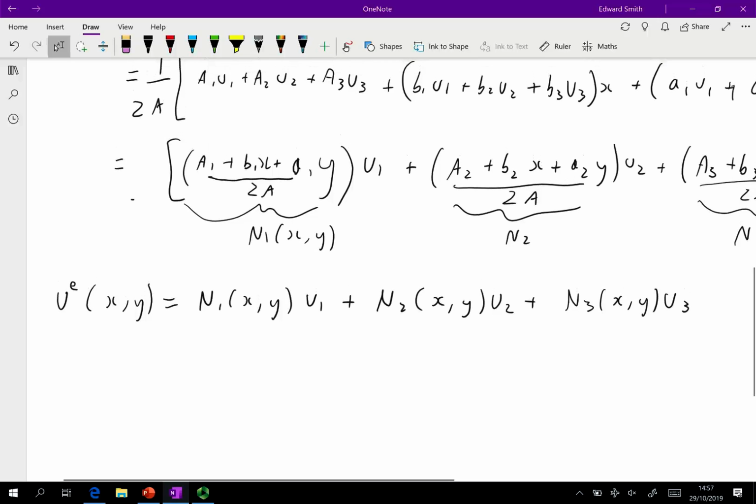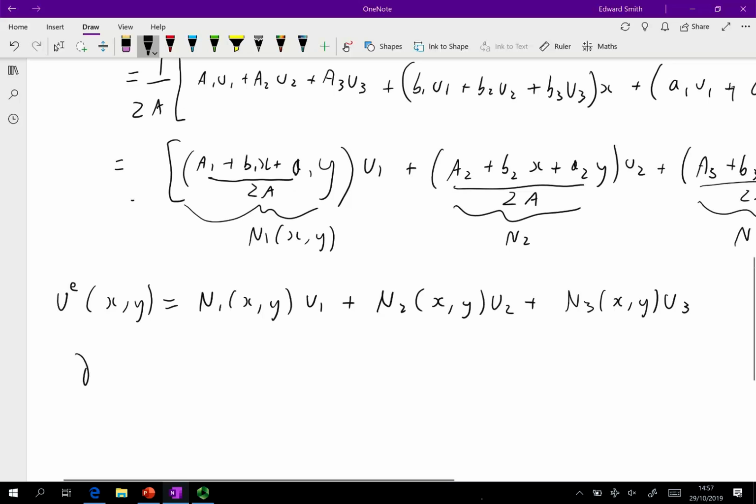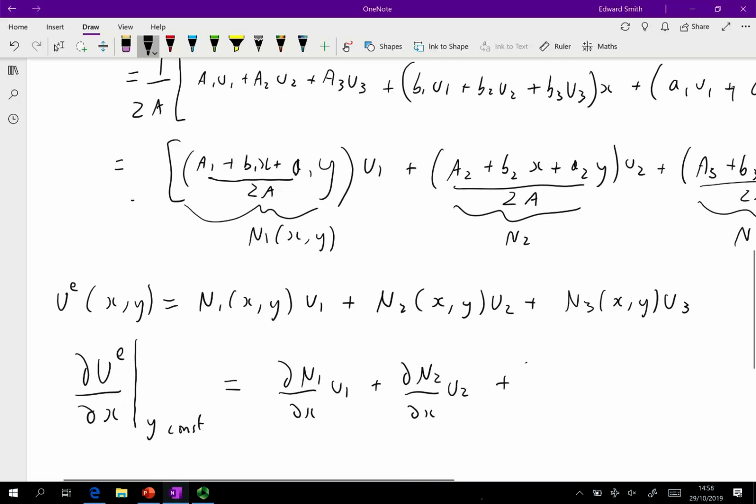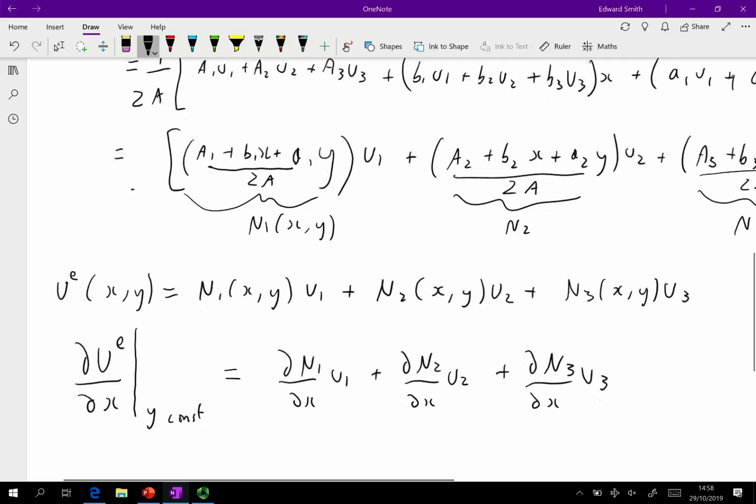So the last thing I want to show you, and then we'll have a quick break for maybe 10 minutes, is taking the derivative of these. So if we do du by dx, now bear in mind this is the partial derivative. So what we're doing is we're keeping y constant. So this is taking only the x derivative of each of these terms, and that gives us dn1/dx times u1 plus dn2/dx times u2 plus dn3/dx times u3.